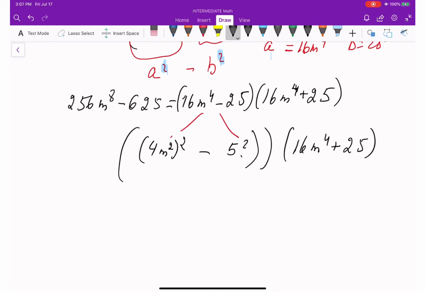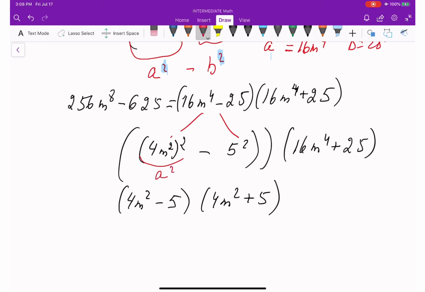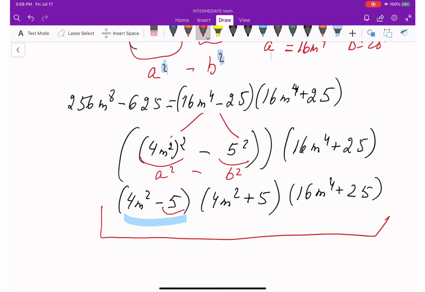Okay, from here, what am I going to get? This is going to be broken down into 4m squared minus 5, 4m squared plus 5. Yes? Because this is going to be my a squared, this is going to be my b squared. So 4m squared minus 5, 4m squared plus 5, and the third parenthesis is going to be 16m to 4 plus 25. Okay, now, if you look, it looks like you can break down this one also, 4m squared minus 5. But it's not going to happen. We have an obstacle here, it's 5. No number squared will give me 5. Which means this is our answer.